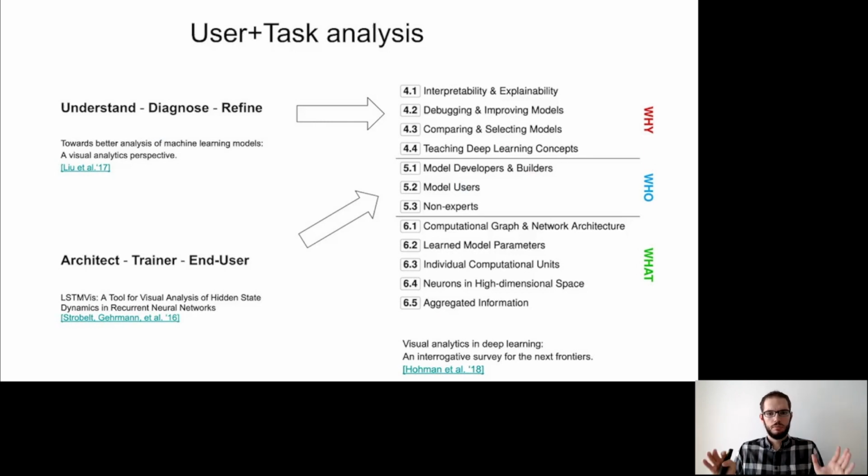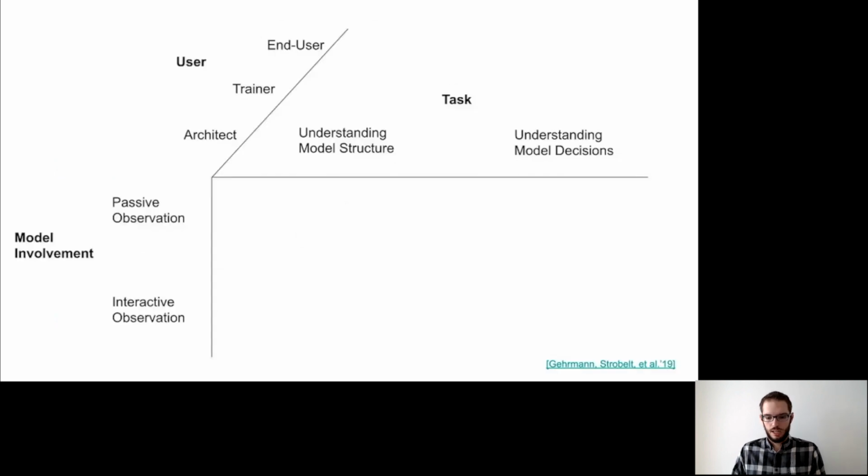But I want to also reduce this information a little bit to make it a little bit more broad and widely applicable. So we've compressed all of those different categories that we're talking about into 3 dimensions. Starting on the right here, I want to first differentiate between the task. And the task here is to either understand the model structure or understand the model decisions.